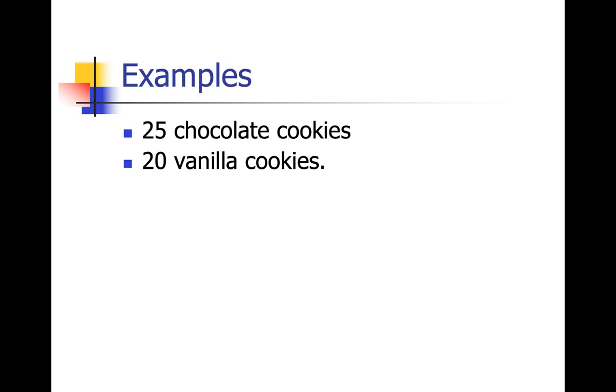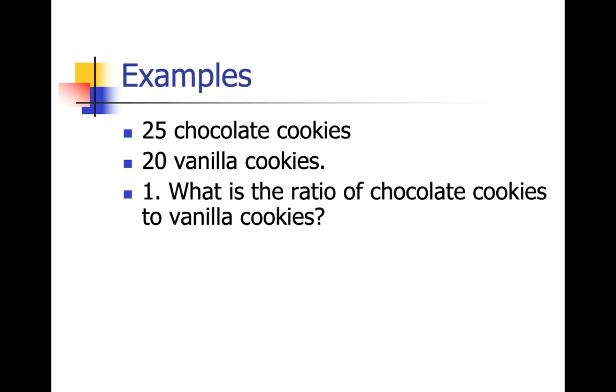Let's look at this example. We have 25 chocolate cookies. We have 20 vanilla cookies. What is the ratio of chocolate cookies to vanilla cookies? And then tell me what it is in lowest terms, okay? Reduce it as much as possible. Well, right off the bat, you should have been able to tell me it's 25 to 20. And 25 over 20 can be reduced by 5. So you get 5 to 4.